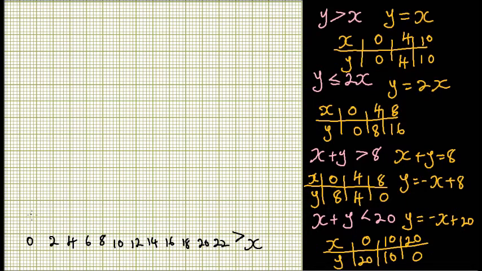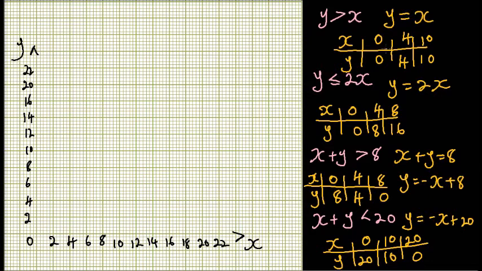So along the y-axis we use the same scale. So that is 2, 4, 6, 8, 10. This is 12, and this is 14. This is 16. This is 20. This is 22. So that is our y-axis. Now what remains is to draw our graphs.